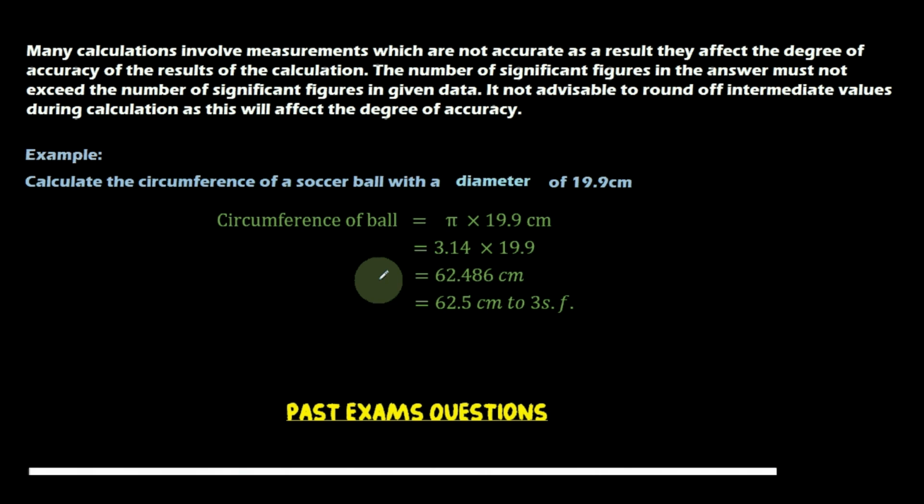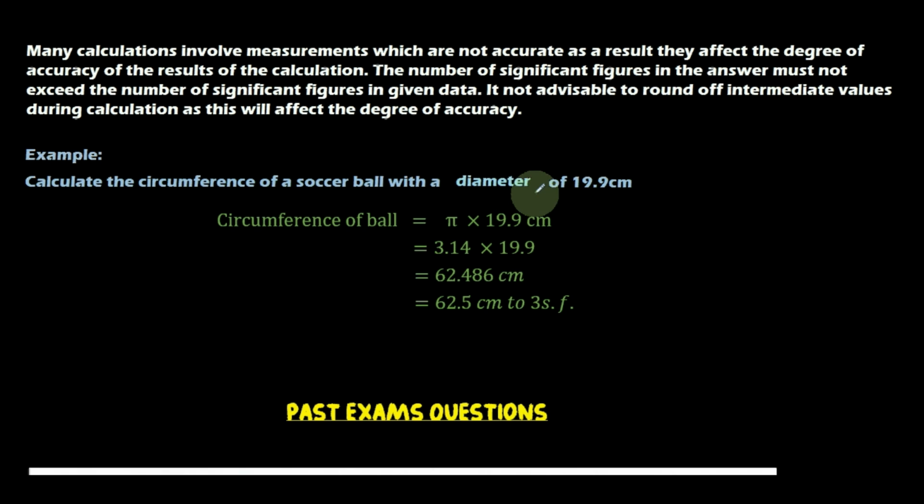It is not advisable to round off intermediate values during calculations. Say you are working a continuous mathematical problem, but you find an answer which has maybe 8 decimal places, and you want to round it down. It is not advisable, as this will affect the accuracy of your answer.